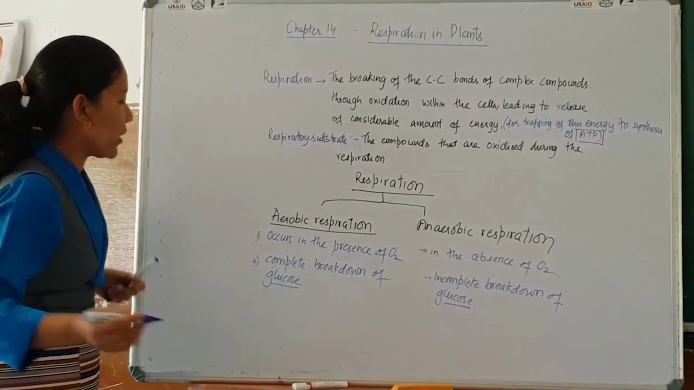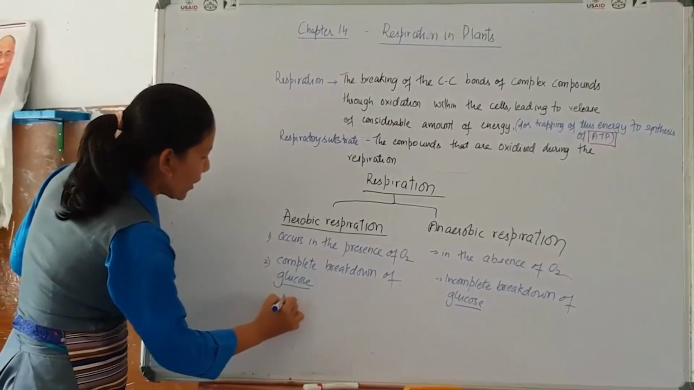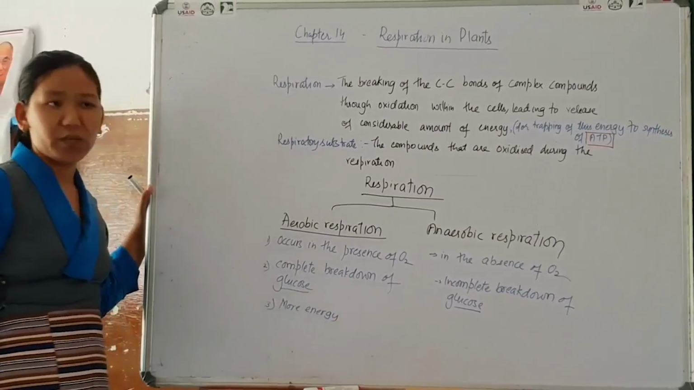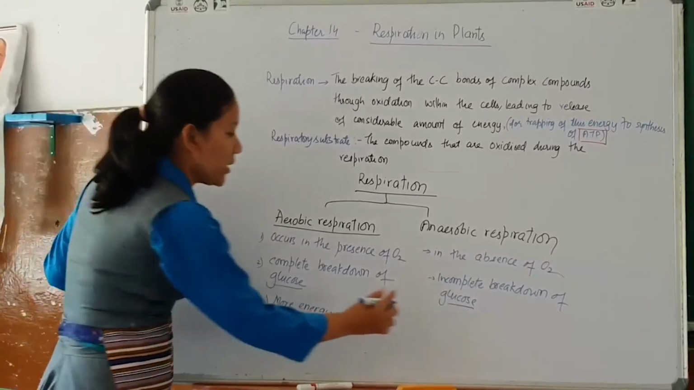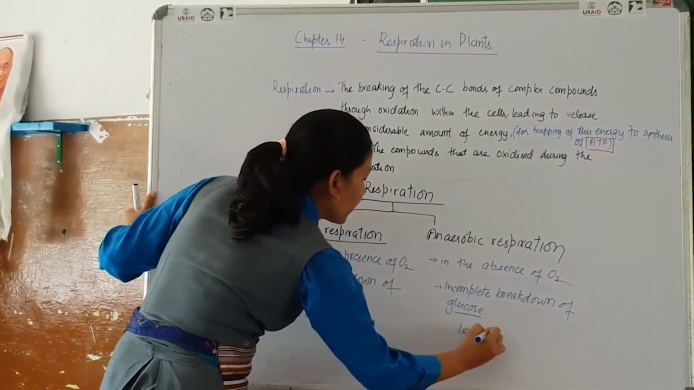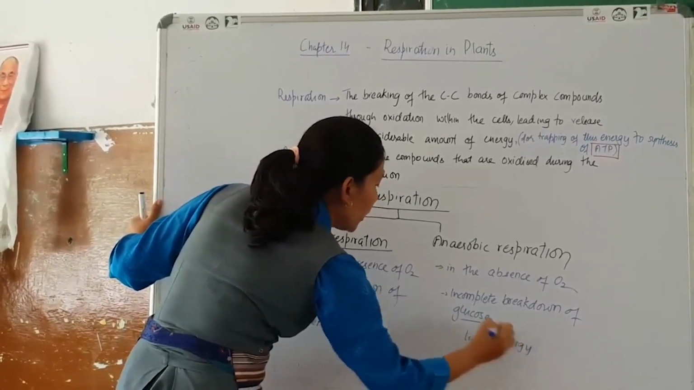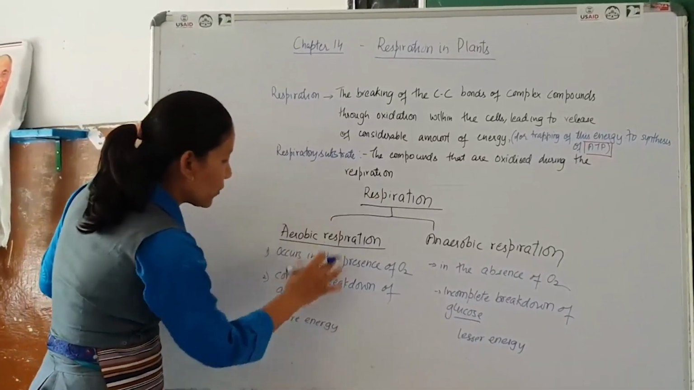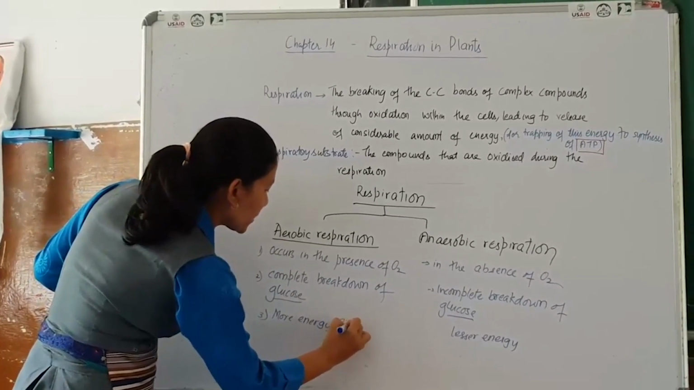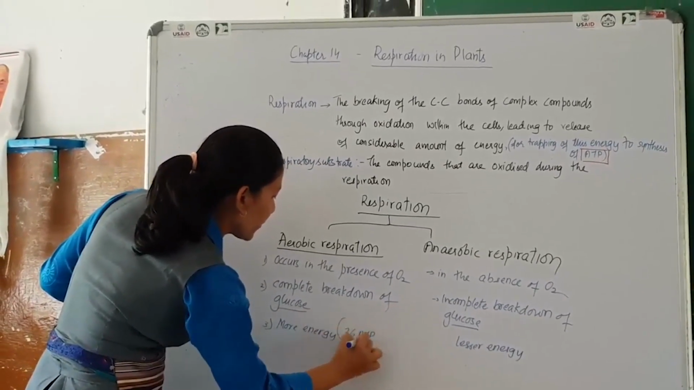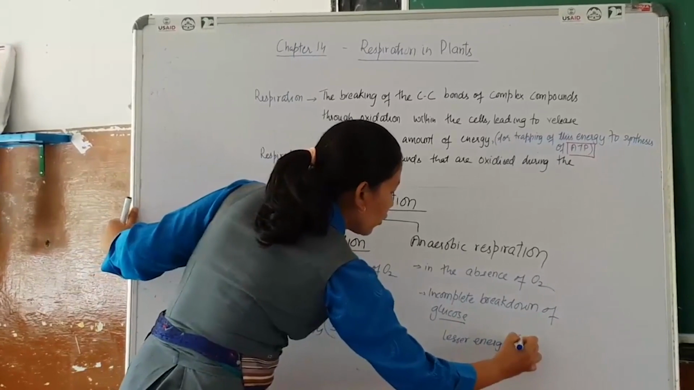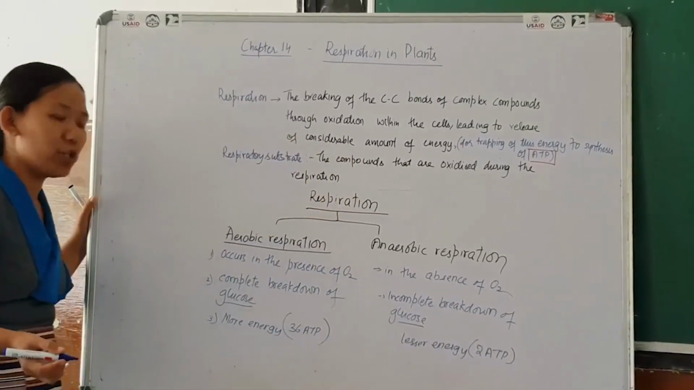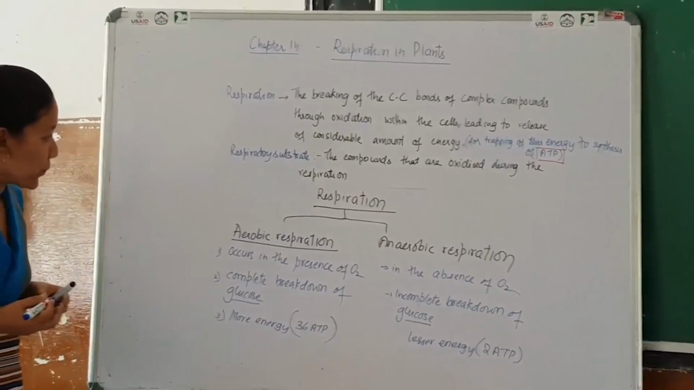So from here itself you can see that more energy is produced during aerobic respiration. Here lesser energy. The energy here refers to ATP. So the product of aerobic respiration is 36 ATP, and here it is only 2 ATP. ATP, adenosine triphosphate.